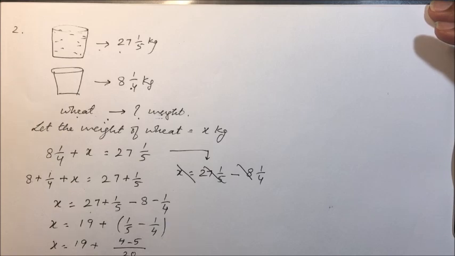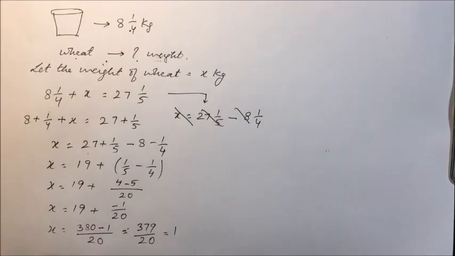So x comes out to be 379 upon 20. Now convert it into mixed fraction. So x equal to 19 plus minus 1 upon 20. X equal to 380 minus 1 upon 20. We took the LCM. This equal to 379 upon 20. Now we convert it into mixed fraction.